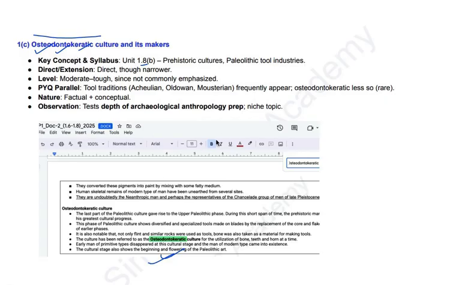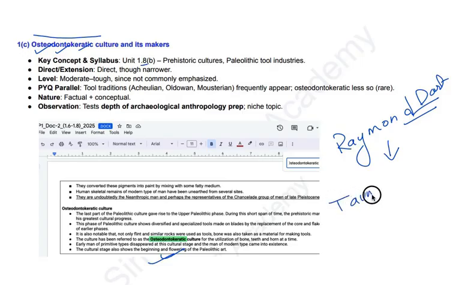Now, one additional thing which is not there in the notes also, which is that this particular concept was emphasized by Raymond Dart. And if you try connecting the dots, Raymond Dart is the person who discovered Australopithecus africanus, which is your Taung child. And I'm assuming you must have read this, because it is there in your syllabus and covered in the notes well. It is very much everywhere. So it is talking about this culture and its makers.